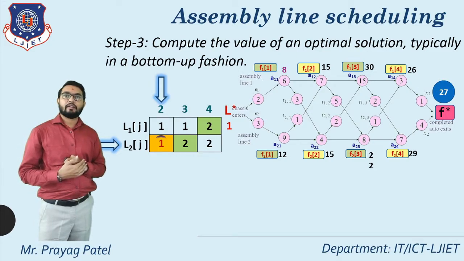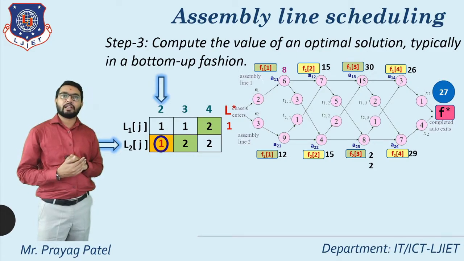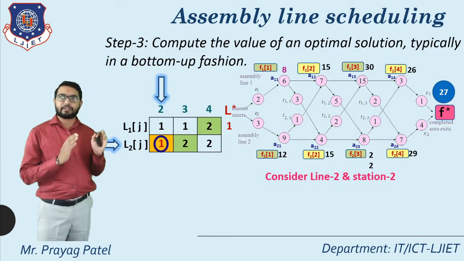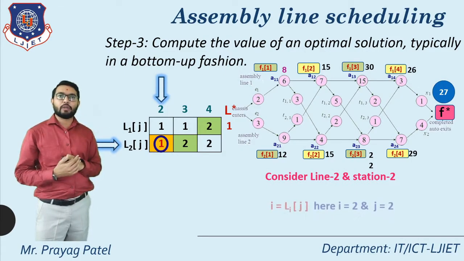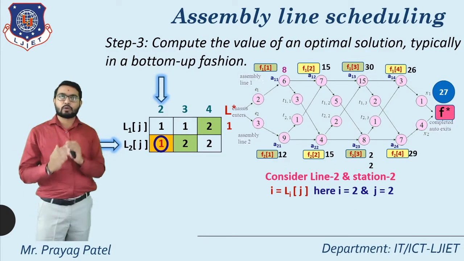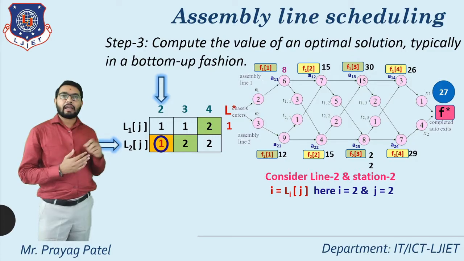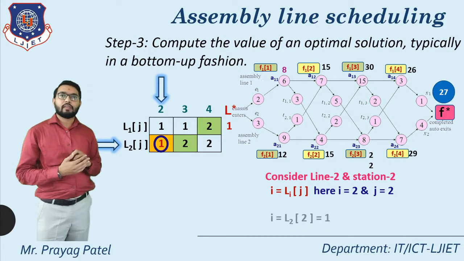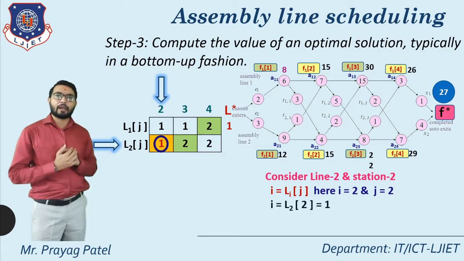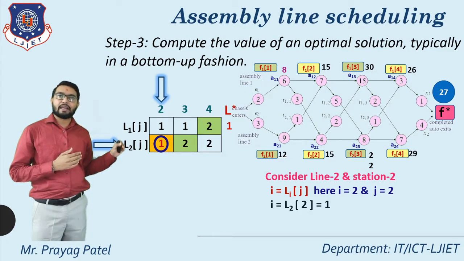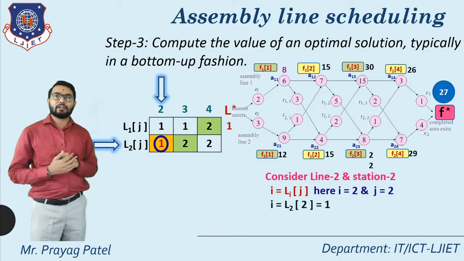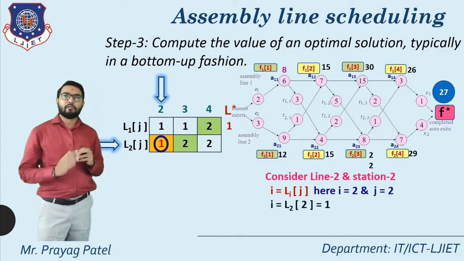Here consider the value 1. Consider the location of i and j. Here line number 2 and station number 2. Line number 2 means the value of i equal to 2, and station number 2 means j equal to 2. So consider Lij, that is L22. What is the value of L22? L22 means line number 2, station number 2, and the value is 1. So L22 equals 1.